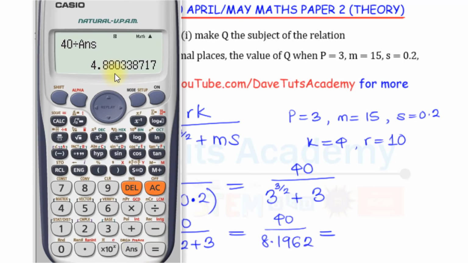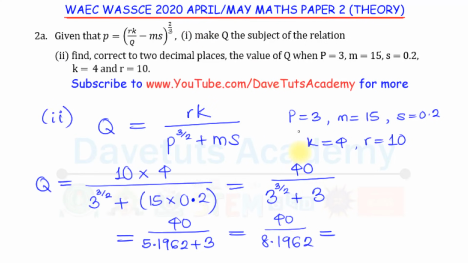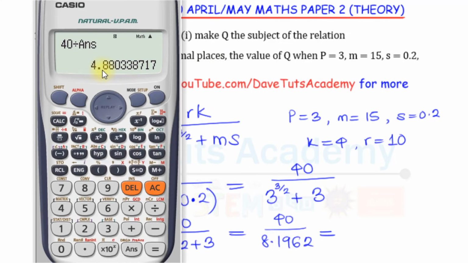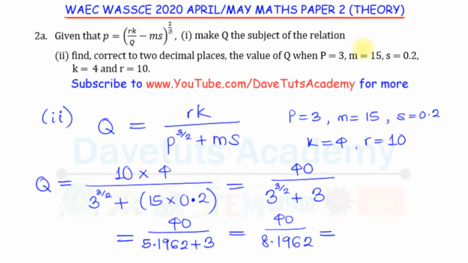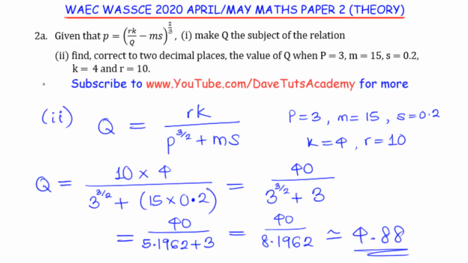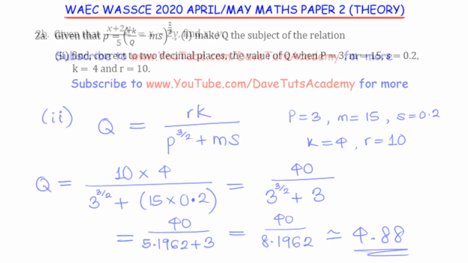So I have this as 4.88033. But looking at the question, we are told to find the answer correct to 2 decimal places. Looking at the calculator, we see that 4.88 and 0 is coming next. Then 0 will not have any effect. So our final answer will be 4.88 because that is in 2 decimal places already. So I can just write this as approximately equal to 4.88, and that is the solution to this particular question.